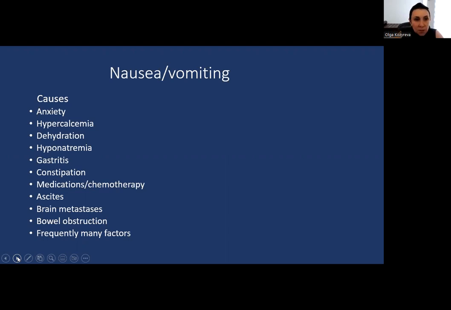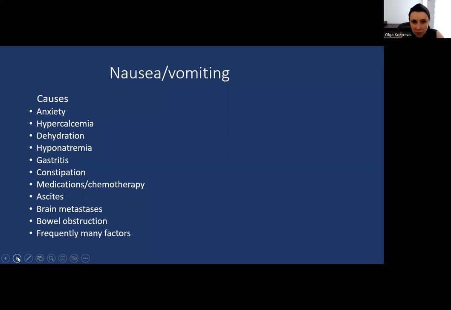So constipation can cause nausea and vomiting. If it's a severe constipation, the patient has increased intra-abdominal pressure, and definitely it can cause nausea and vomiting. Frequently, if it's combined with ascites, there is no space in the abdomen, and the patient can have pretty severe nausea and vomiting. So medication and chemotherapy, we always review medications to make sure there is nothing the patient is taking. For example, if a patient has gastritis and low potassium, don't give them oral potassium replacement because it irritates the stomach and will make nausea, vomiting, and gastritis worse.